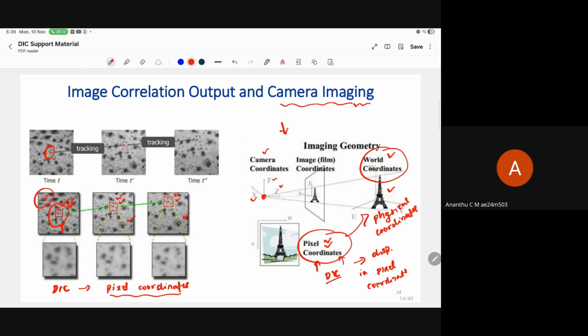Okay. So this is the aim, to convert pixel coordinates of a point of interest to the physical coordinates, or in the world coordinate system. To achieve this, we have to understand the transformation process from pixel coordinates to the world coordinate system.